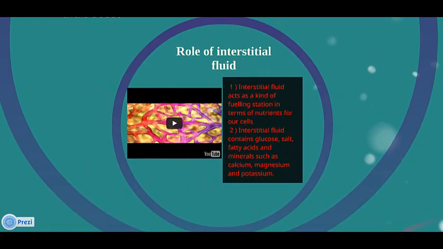Role of interstitial fluid. 1. Interstitial fluid acts like a kind of pooling station in terms of nutrients for our cells. 2. Interstitial fluid contains glucose, salt, fatty acids, and minerals such as calcium, magnesium, and potassium.